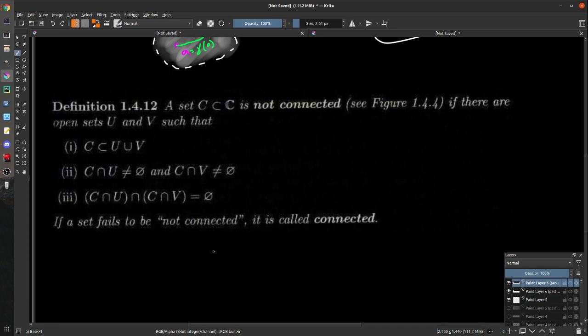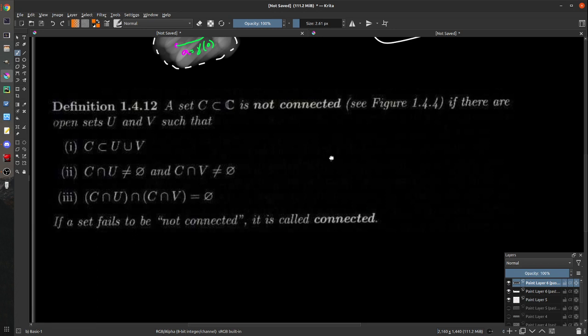So this is the definition of connectedness. A subset C of the complex plane is going to be not connected if there are open sets U and V such that C is contained in the union of U and V, C intersect U is non-empty, and C intersect V is non-empty, and C intersect U intersect C intersect V is empty. So that is a not connected set. A set that is not connected is called connected. All right, fair enough.